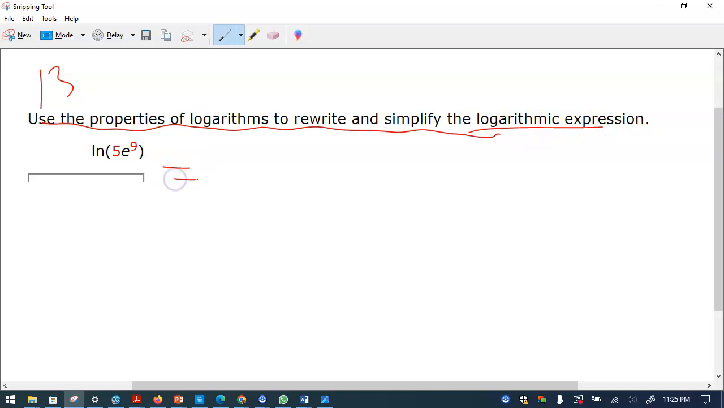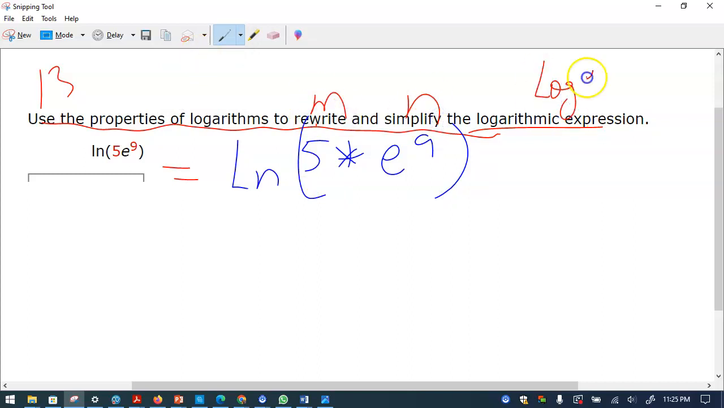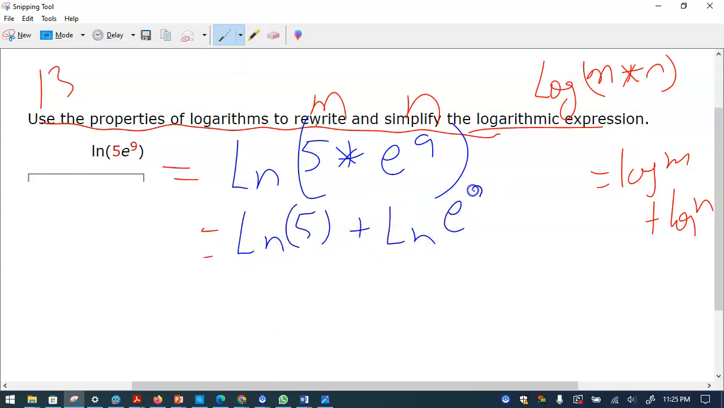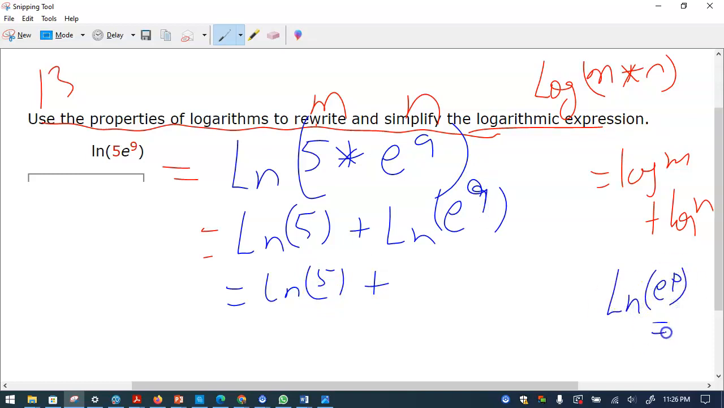So let's see, at the most, what can we do here? This is ln of 5 times e raised to 9, right? So this is of the form m, and this is n. When you use log of m times n, this is the same as log of m plus log of n. So this will be the same as ln of 5 plus ln of e raised to 9. But then the second part, you have e raised to 9. So ln of e raised to p is the same as p straight away.